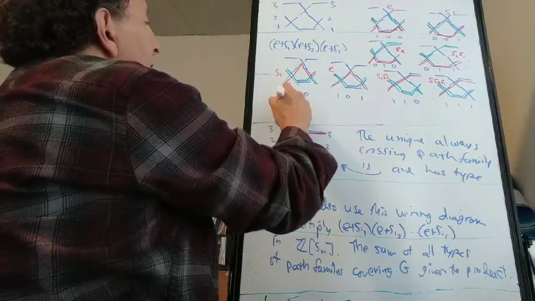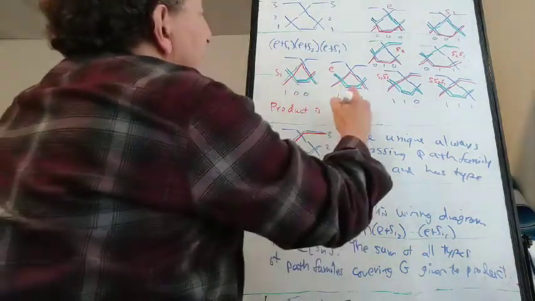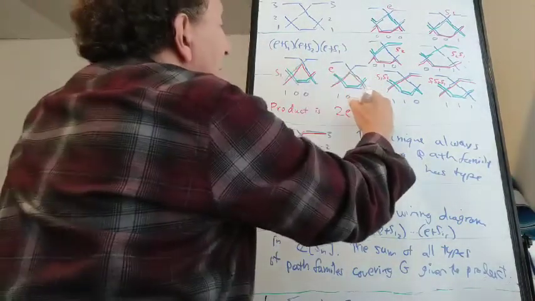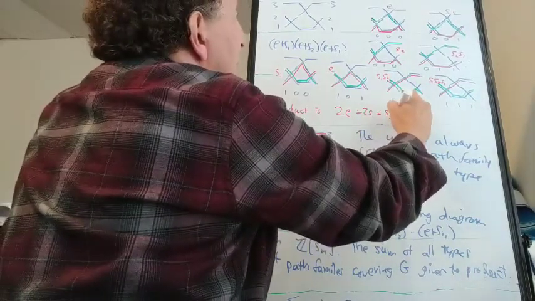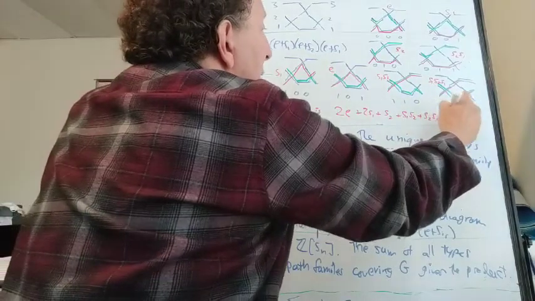So the product is 2e + 2s1 + s2 + s1 s2 + s2 s1 + s1 s2 s1.